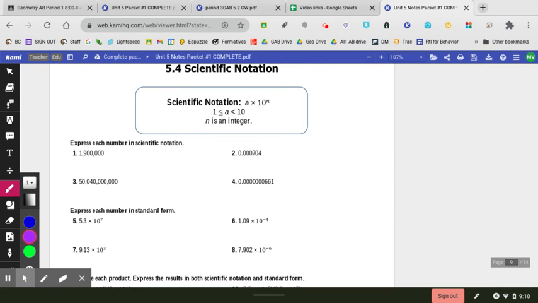Hello, everyone. Today we're talking about scientific notation. So scientific notation is a times 10 to the n, where a is greater than or equal to 1 and less than 10, and n is an integer.